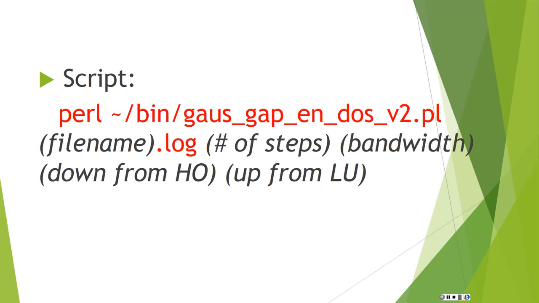The script is here. Perl is just to find where the script is. The bin is the place where you keep your script, and then gauss_gap_and_DOS_version2.pl is the script name, and then put your file. You have to put a space after that, and then your file name, output file name, and then you put your number of steps, the bandwidth, how many electron volts down from the HOMO, and how many electron volts up from the LUMO. So these are the variables that you can use.